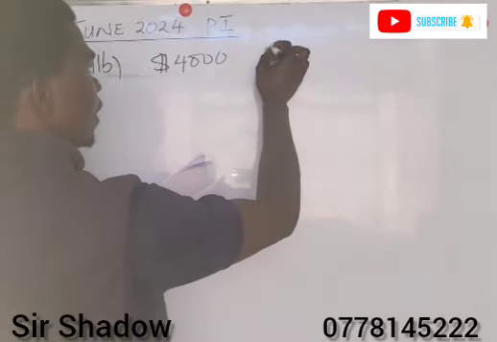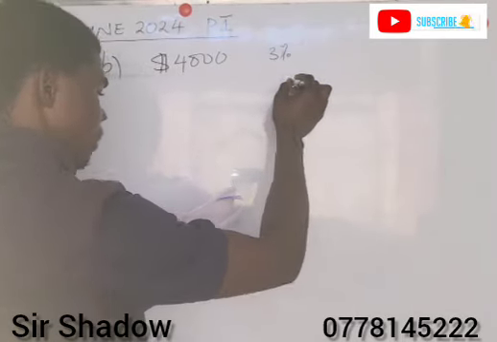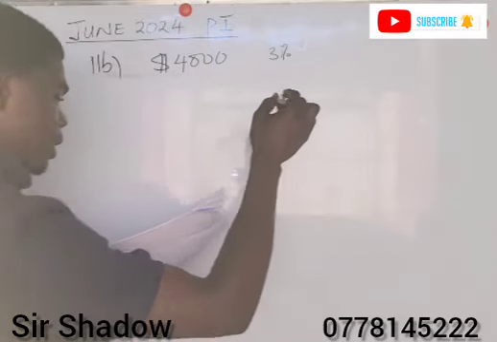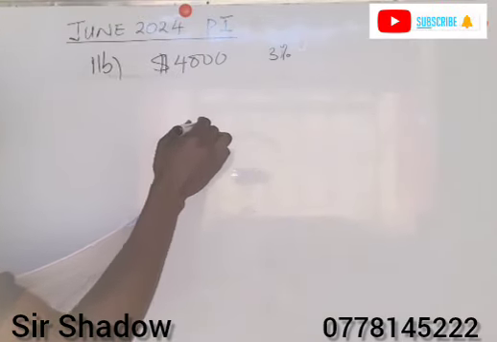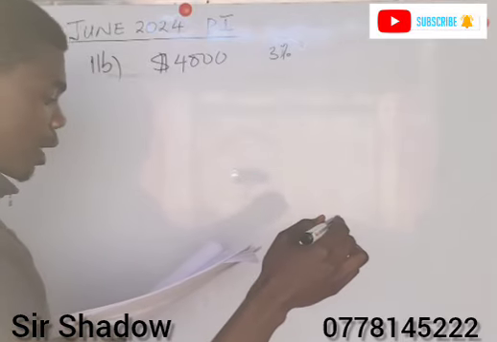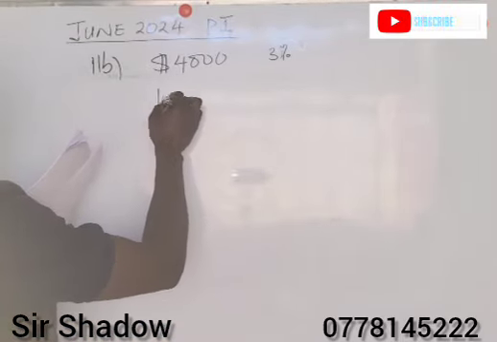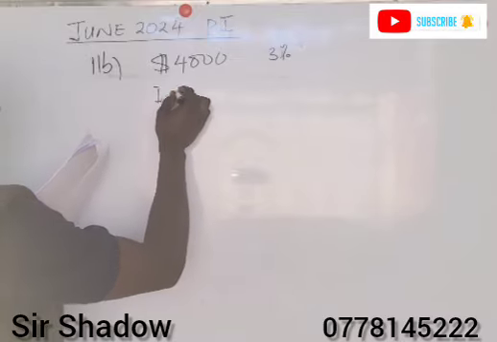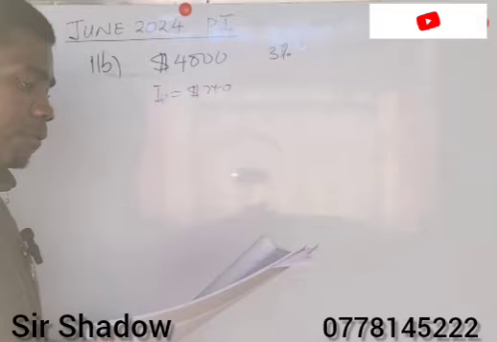At 3%, the amount earned an interest of 240. Then you are asked to find the term.